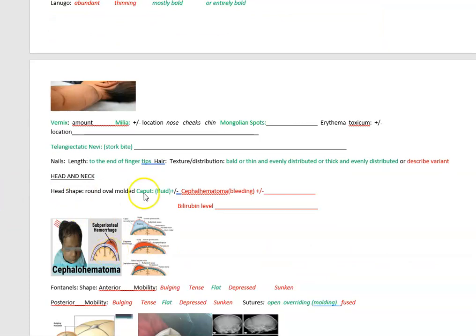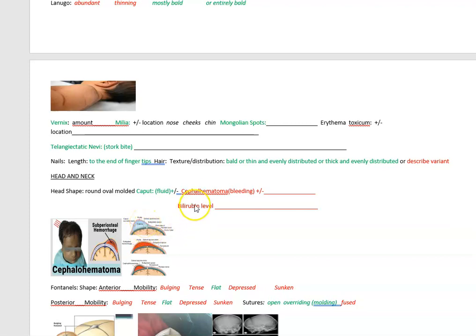Head should be rounded. Caput is just a little bit of edema on the head because remember this baby was head down in the pelvis and probably went through about 120 to 160 contractions, and so that caused a little bit of dependent edema on the head, and that is completely normal.